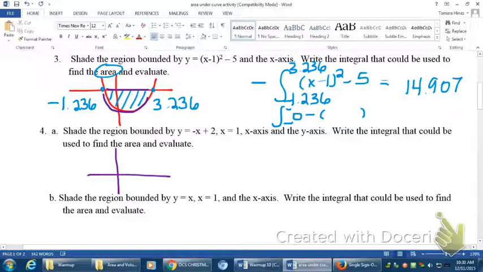So if I graph negative x plus 2, I know it looks like that, where this is 2. And then it says graph x equals 1. So that would be x equals 1. So it wants me to use the x equals 1, the x-axis, and the y-axis. So it's actually asking me the area of that little trapezoid there.